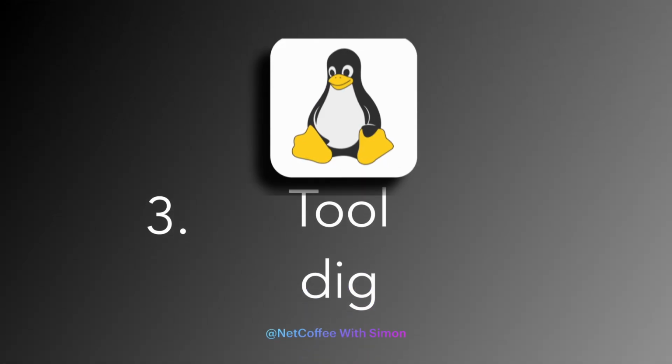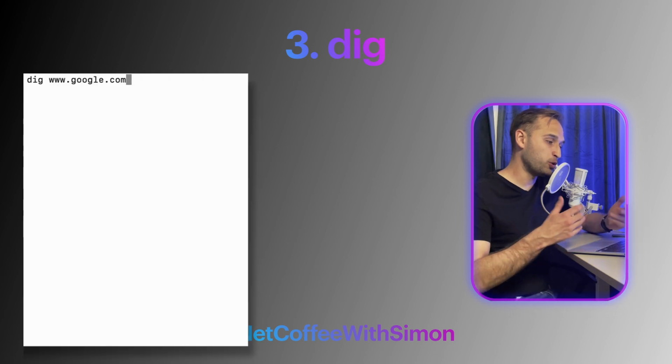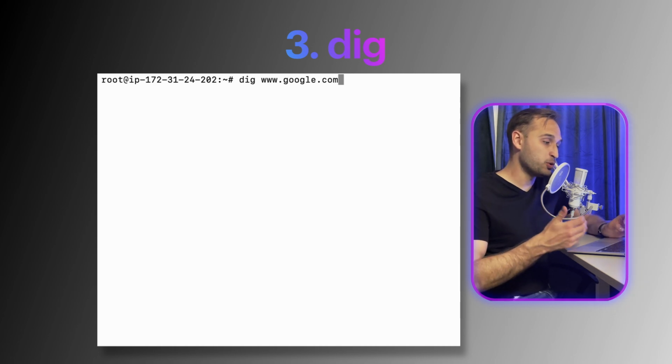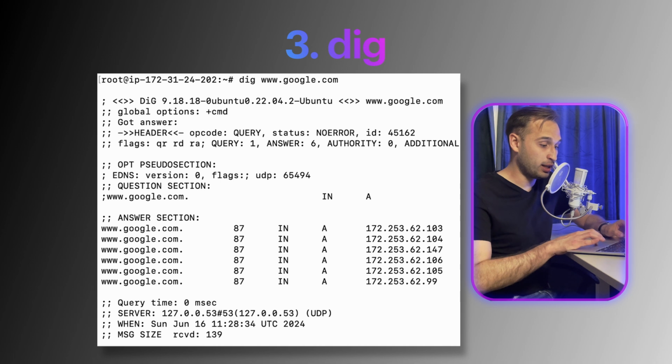Tool number 3, dig. In Linux, dig, which stands for Domain Information Groper, is a command line tool used for querying the Domain Name System, or DNS servers. It is primarily used to diagnose and troubleshoot DNS problems by retrieving information about domain names and their corresponding IP addresses, DNS records and other related data. We can run this quick example here.